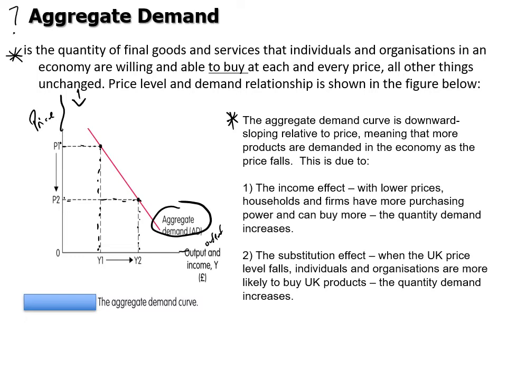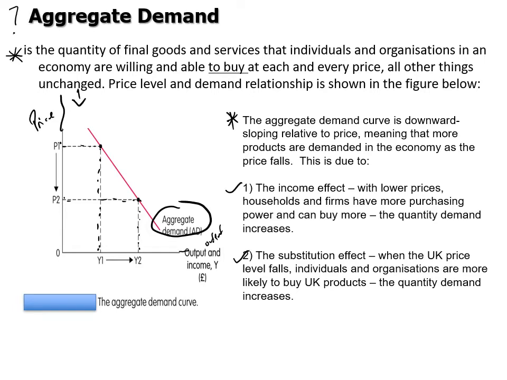So the aggregate demand curve is downward sloping relative to price, meaning that more products are demanded in the economy as price falls. This is due to two things. First of all, the income effect. With lower prices, households and firms have more purchasing power, and so they can buy more. So the quantity demanded increases, and also due to the substitution effect.